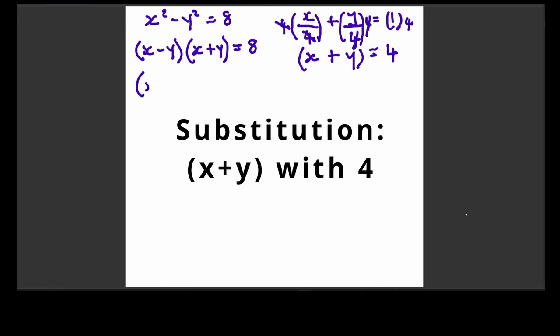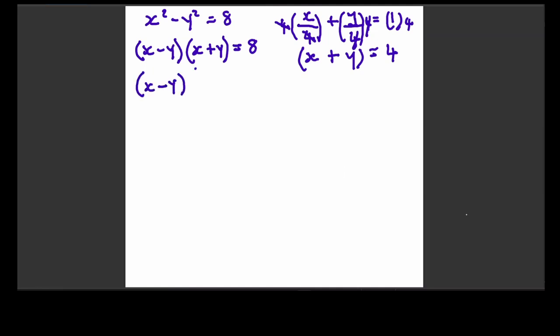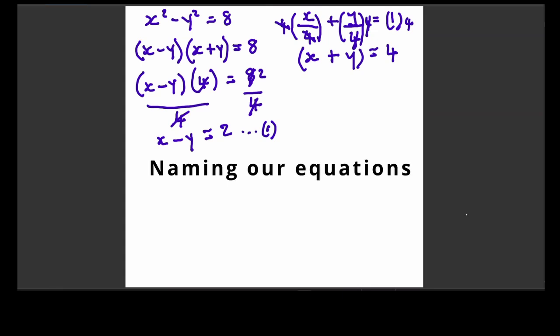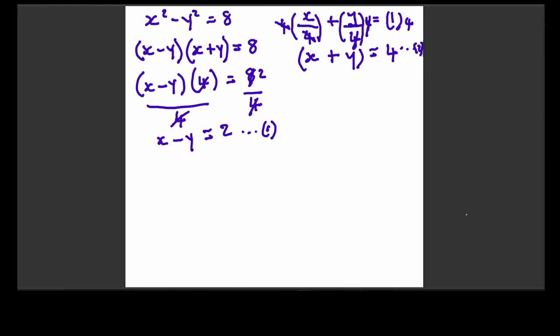We now have x minus y multiplying 4 is equal to 8. We can divide both sides by 4. So we now have 4 cancelling out, x minus y is equal to 2, since 8 divided by 4 is 2. So this is our first equation. And x plus y is equal to 4, equation 2. Let us now solve these equations simultaneously.